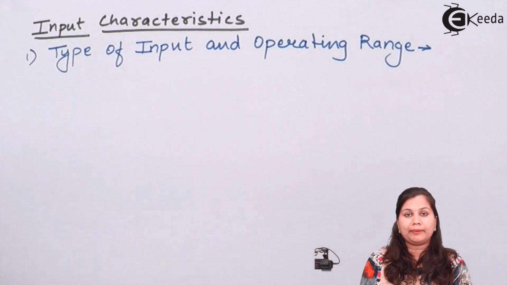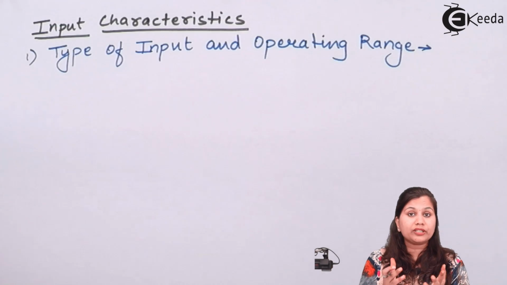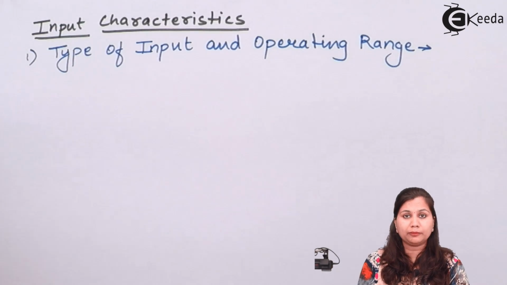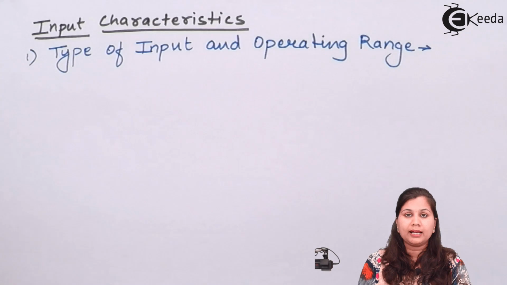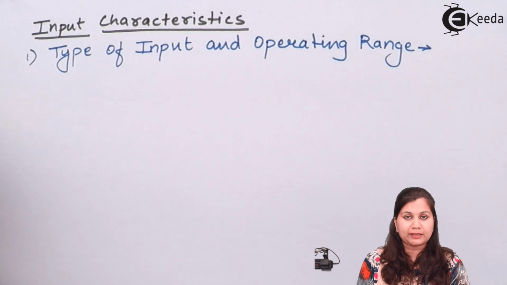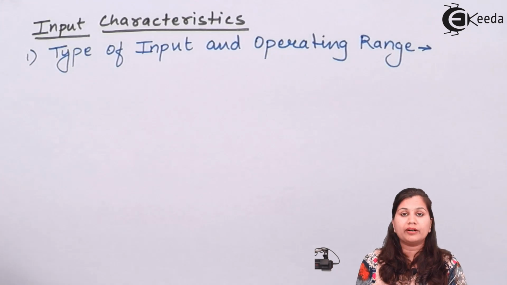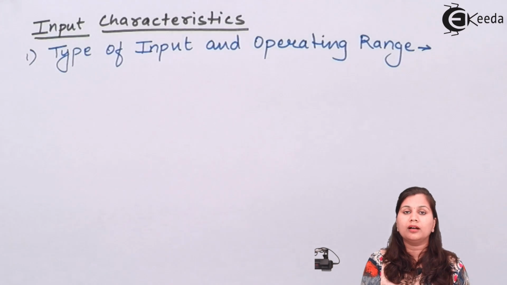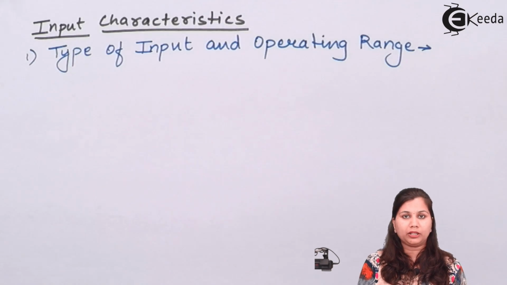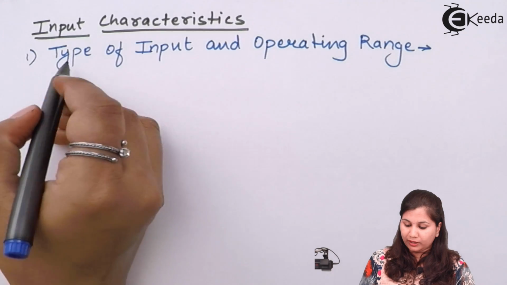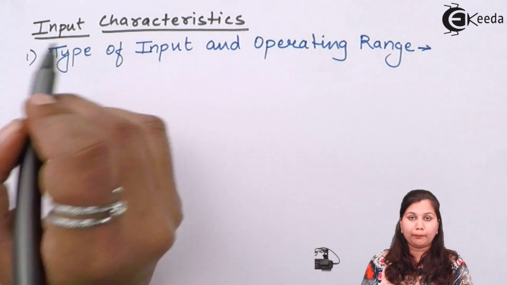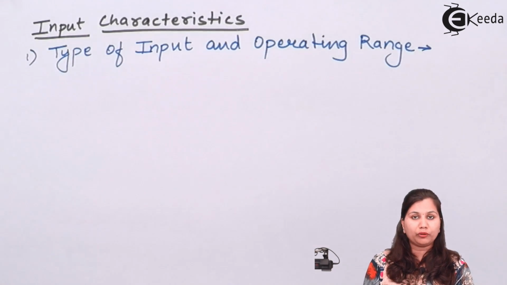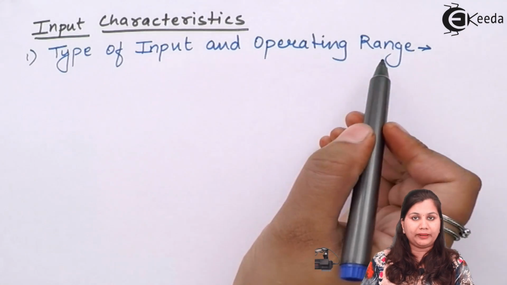So according to our application, it becomes a choice which transducer we have to use for that particular type of measurement. Like if we want to measure the displacement, or resistance, pressure, temperature, so depending upon the type of measurement, we are going to use the transducer for that particular application. So first consideration is the type of input, what type of input we want to measure from that transducer. Second is the operating range.